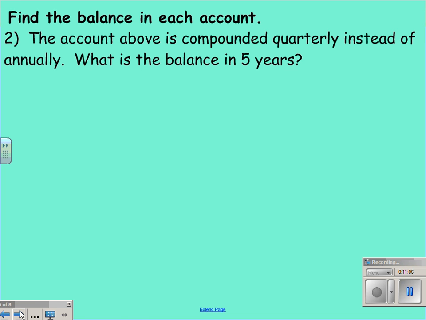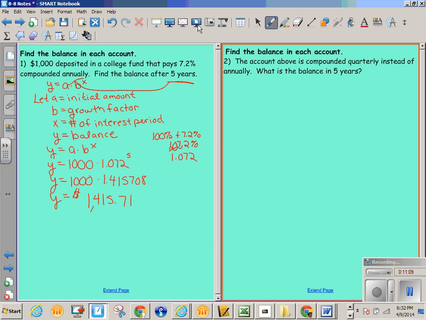Now we're going to do the same problem, but instead of having it compounded annually in 5 years, we're going to compound it quarterly. So we're going to see how that changes. The same account is compounded quarterly instead of annually. What is the balance in 5 years? So I'm going to write my formula. We still initially deposited $1,000 into the account. And then our interest rate, this is where it's going to change a little bit. So the first thing that we're going to do is take that 7.2%.